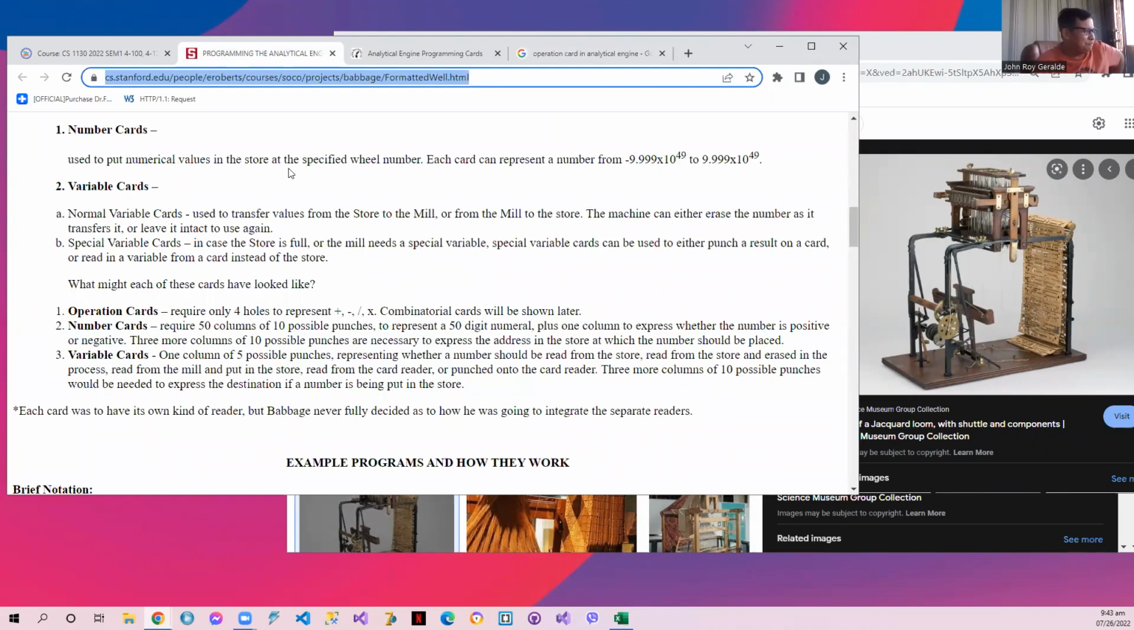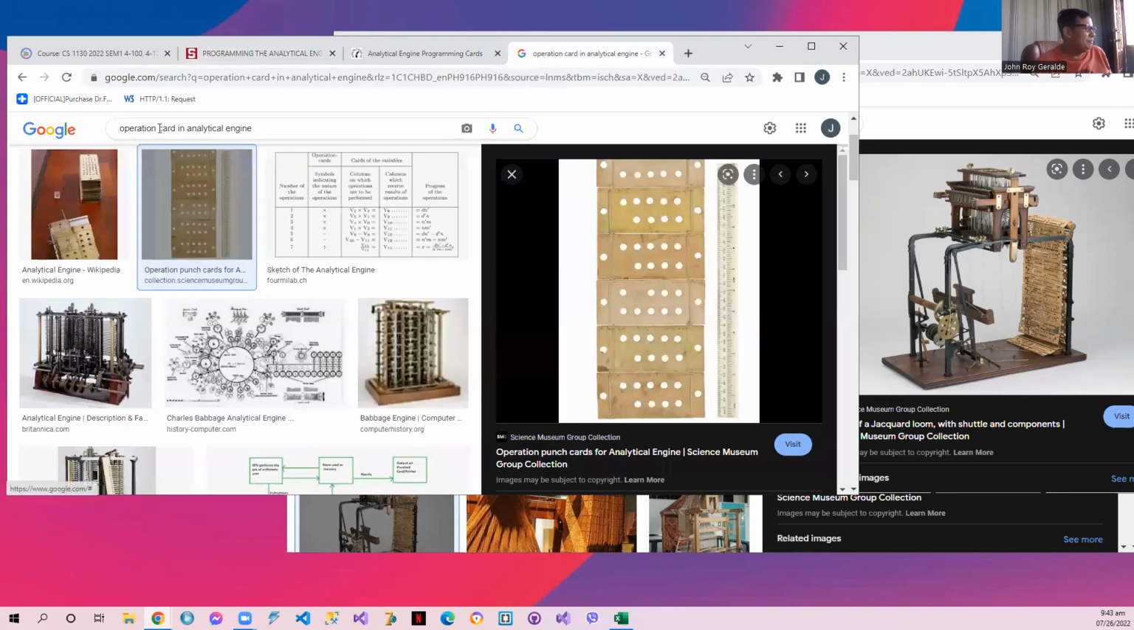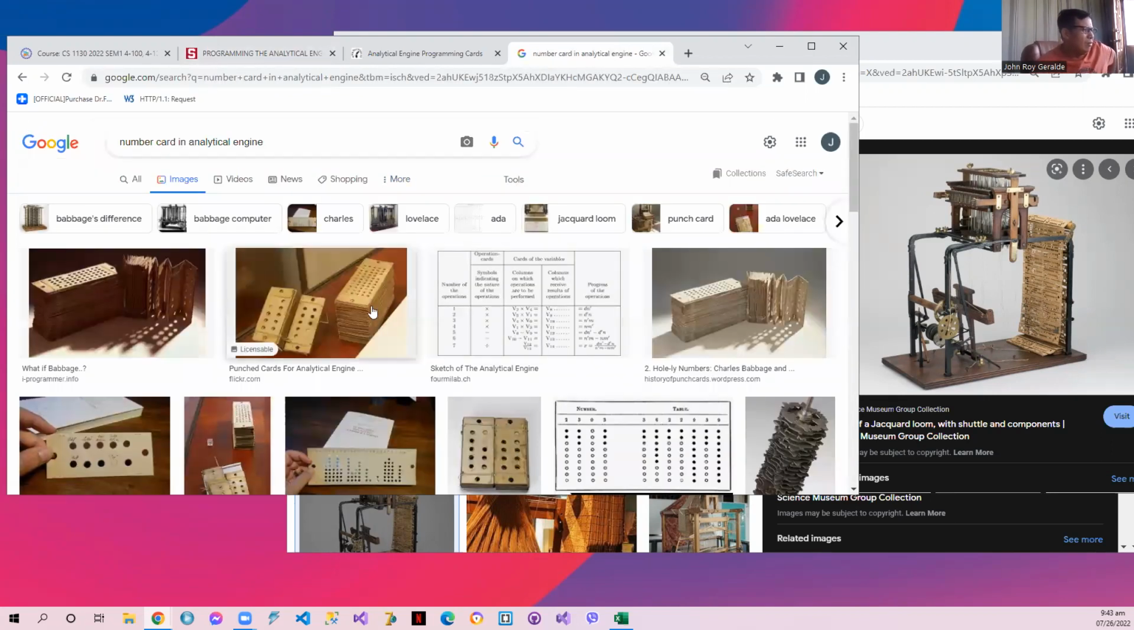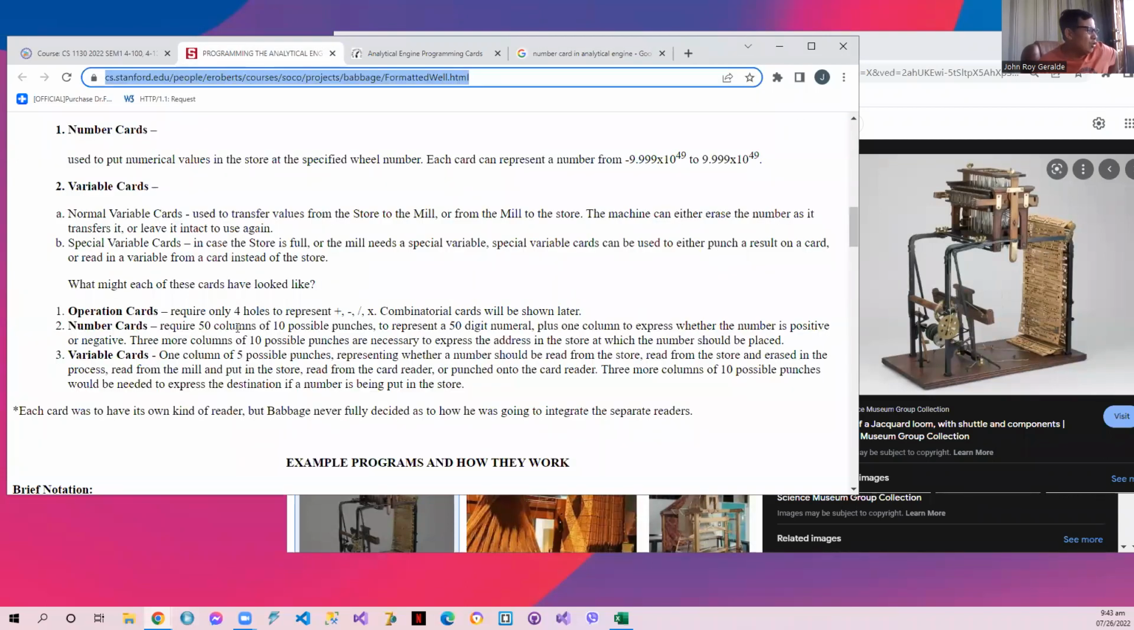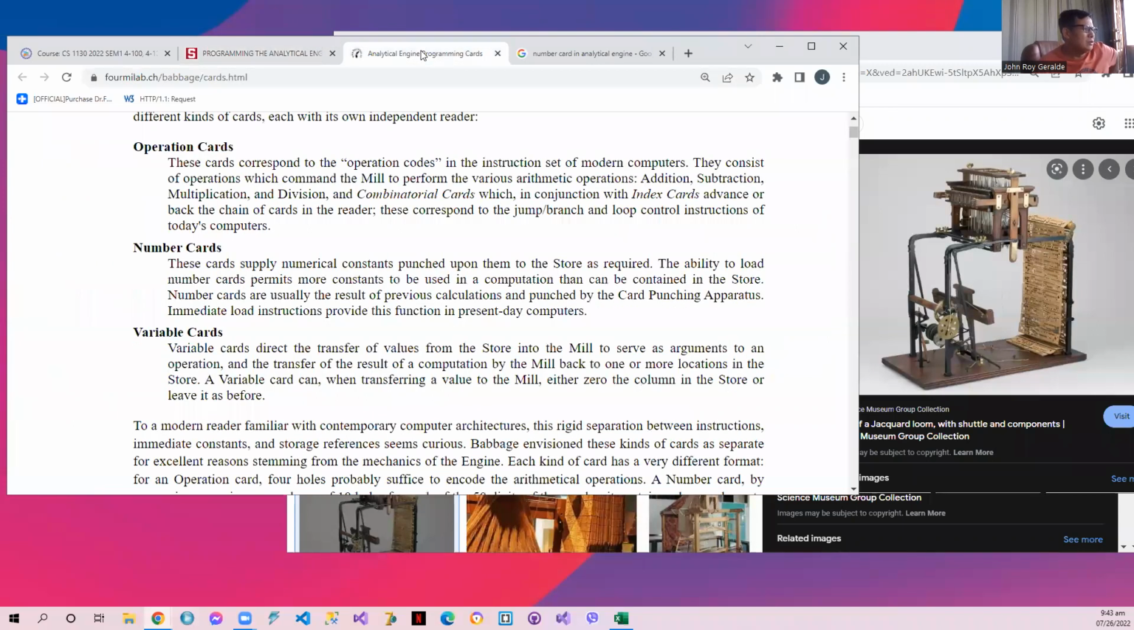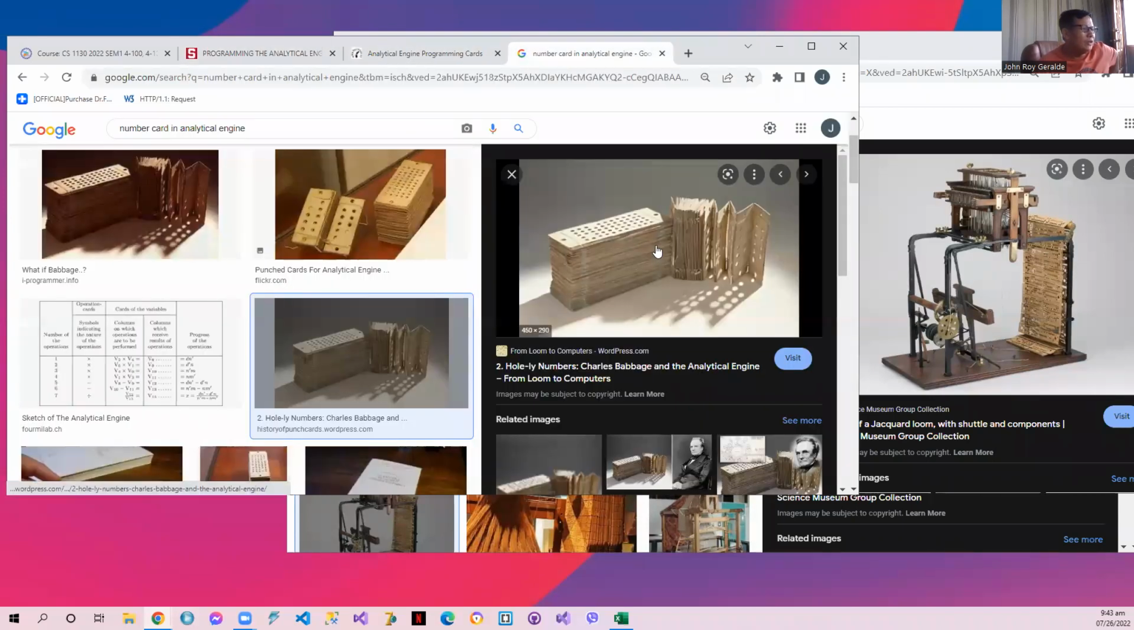Number cards. This represents 50 columns. No, let's look at number cards. So, ito yung number card in Charles Babbage engine. Ito. Okay. They contain how many? 50 columns of 10 possible punches. So, 50 columns. 1, 2, 3, 4, 5, 6, 7, 8, 9, 10. 10 lang ito dito. No?